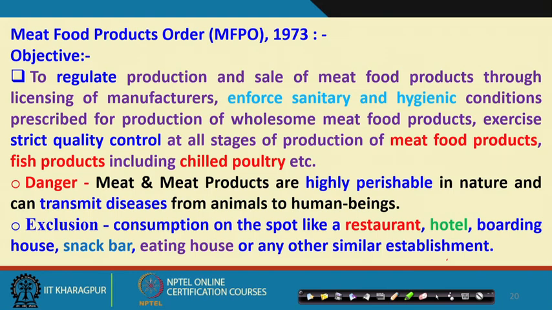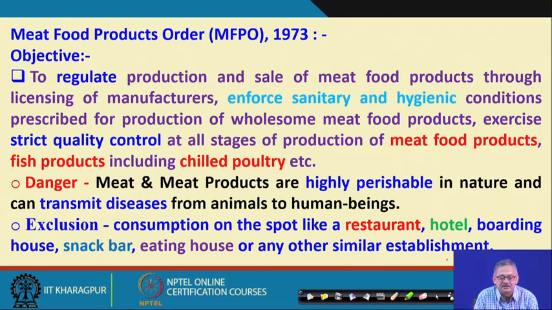Then the Meat Food Products Order, or MFPO 1973. The objective was to regulate production and sale of meat food products through licensing of manufacturers, enforce sanitary and hygienic conditions prescribed for production of wholesome meat food products, and exercise strict quality control at all stages of production of meat food products, fish products including chilled poultry, etc.